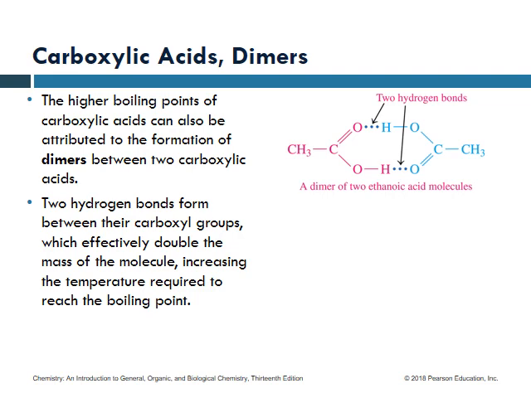Okay, so for instance, like I just showed you, carboxylic acid right here can form 2 hydrogen bonds with each other and they would form a dimer. So 2 carboxylic acid molecules can interact with each other, and that is why 2 hydrogen bonds between 2 carboxyl groups effectively double the mass of the molecule, increasing the temperature required to reach the boiling point. So it requires even more energy to break these forces of attraction.